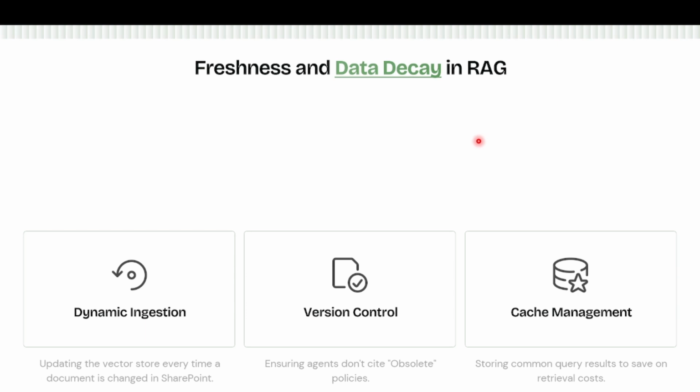Freshness and data decay in RAG. How do you ensure that data is fresh? How do you ensure that there is no decay in the RAG database? The first one is dynamic ingestion. Update the vector store every time a document is changed in SharePoint. This is very important. That means the RAG database should also be set up so that a CI/CD pipeline is triggered whenever there is a new document in the database, just like in data engineering. Okay, so version control ensures agents don't cite obsolete policies. There is always a redeployment into production whenever there is a new file in the database.